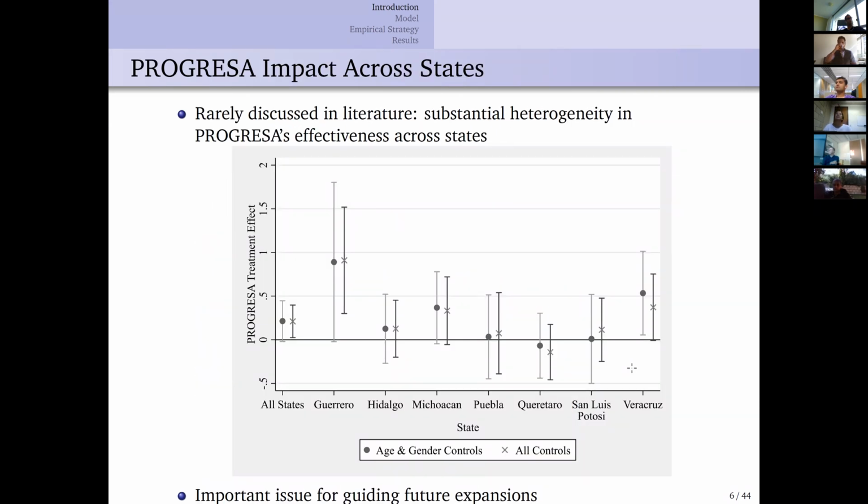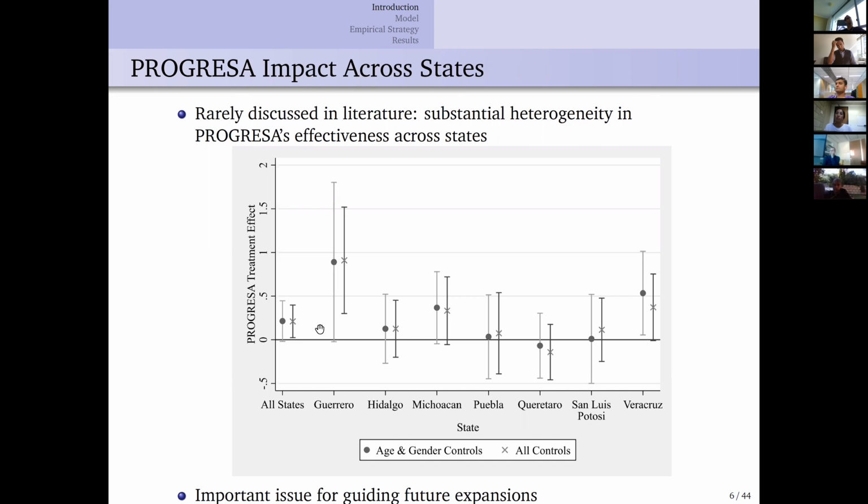Now, despite the fact that there's an enormous literature on this program, what's rarely discussed is the fact that there is substantial heterogeneity in PROGRESA's effectiveness across states. So what I'm showing here are estimates of PROGRESA's long-run treatment effects. So this is just comparing treatment and control in 2003, looking at educational attainment across those two groups. And if you're looking at the full sample, the effect is about 0.2 years of schooling. PROGRESA increased educational attainment by about 0.2 years.